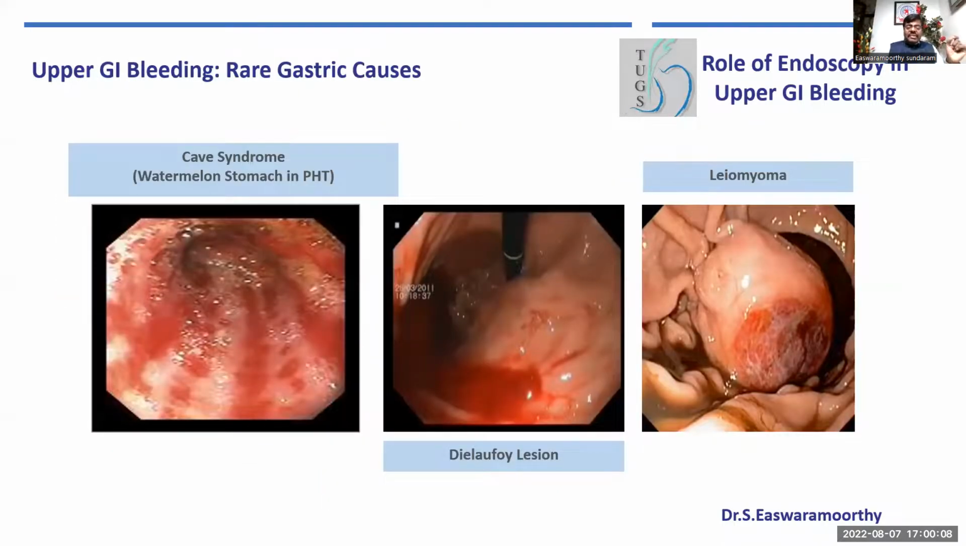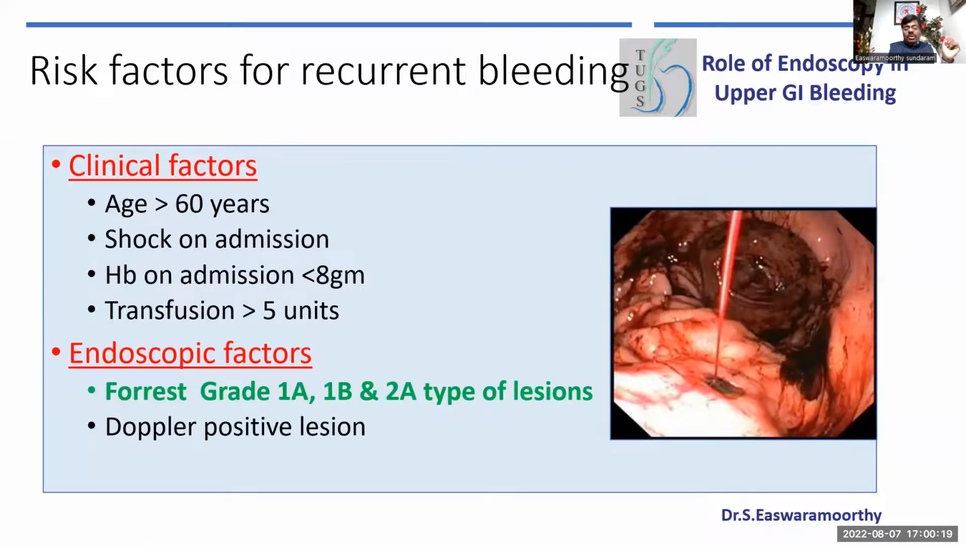There are occasions where we have seen a Gave syndrome or Dieulafoy lesion. Here is one interesting case, let me show the video later, and a leiomyoma also. So these are all the risk factors for recurrent bleeding. As I said already, the elderly, shock on admission, low hemoglobin, requiring a large quantum of blood, or if they have endoscopic features, Doppler positive lesions, you need to consider endotherapy.